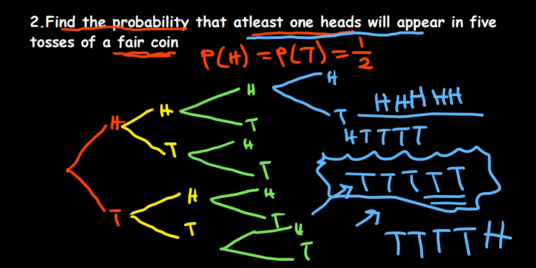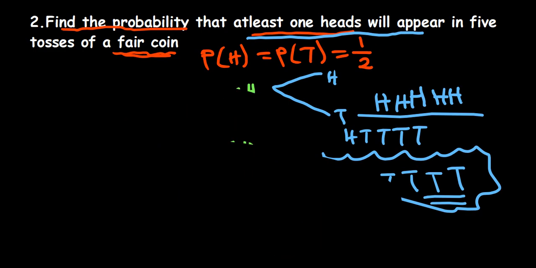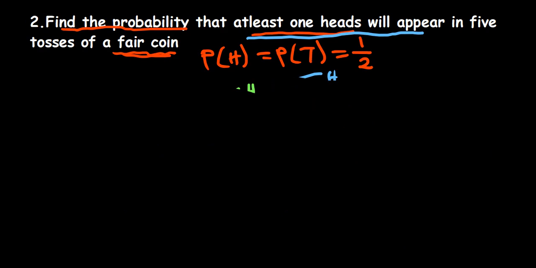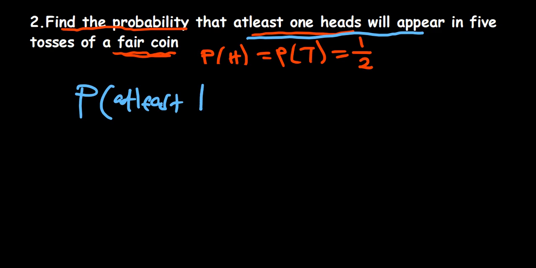So we are going to say, let me clean this up. I was just using it to explain the concept. So we are going to say this: the probability of at least one head is equal to 1 minus the probability of no head at all. So the probability of no head at all is tail, tail, tail, tail, tail in your 5 tosses.